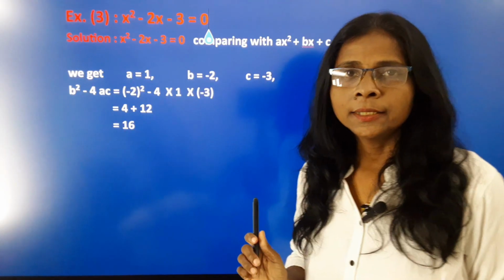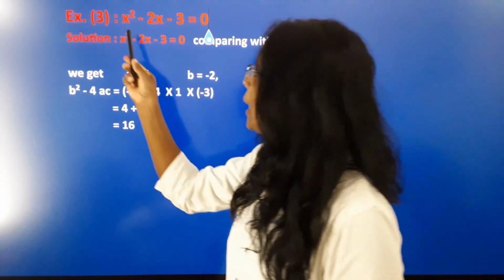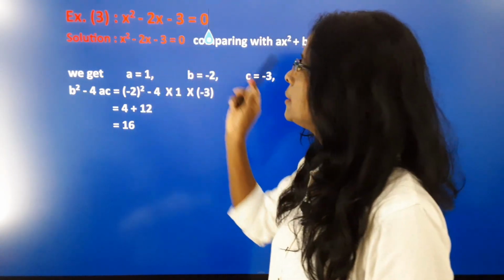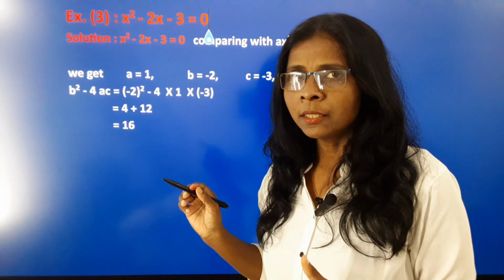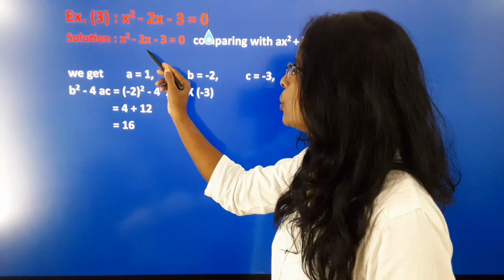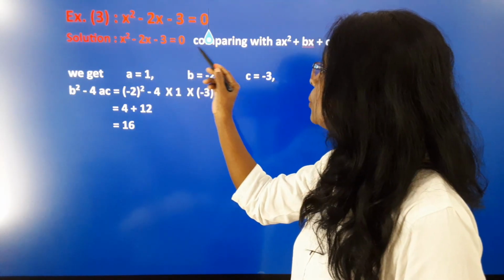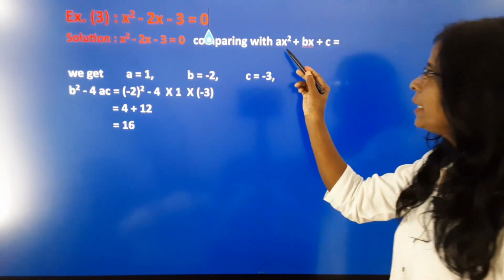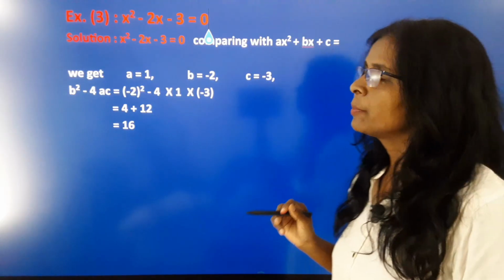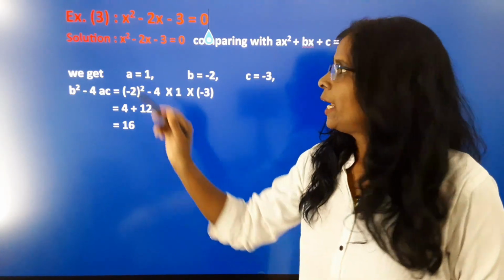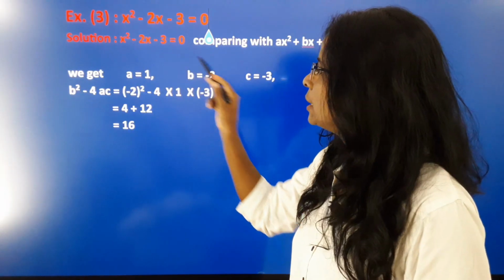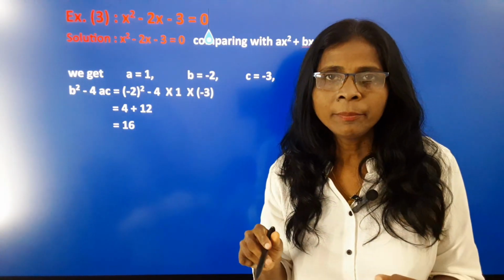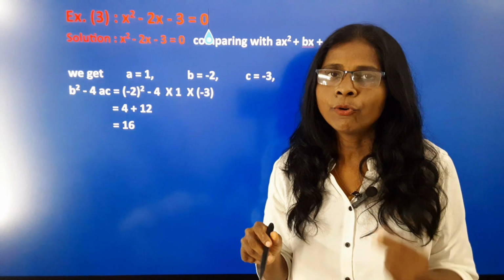See this third example, students. x square minus 2x minus 3 is equal to 0. So our first step is comparison. Here x square minus 2x minus 3 is equal to 0. Comparing with ax square plus bx plus c, we have a is equal to 1, b is equal to minus 2 and c is equal to minus 3. Our second step is b square minus 4ac.